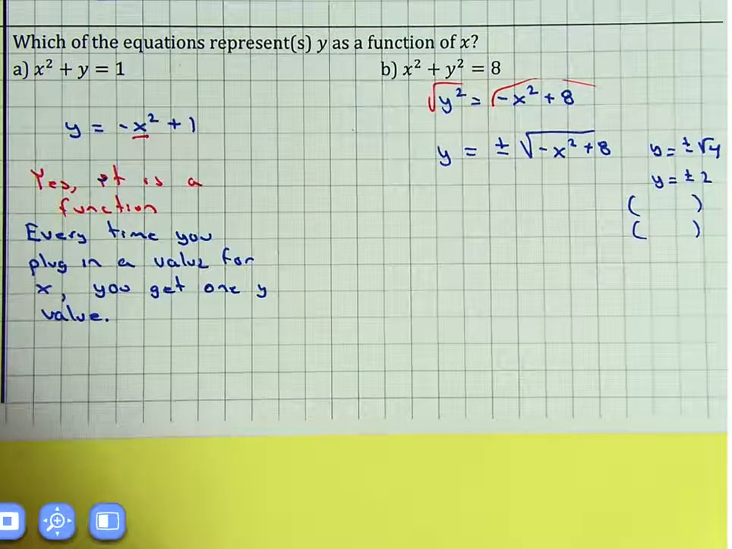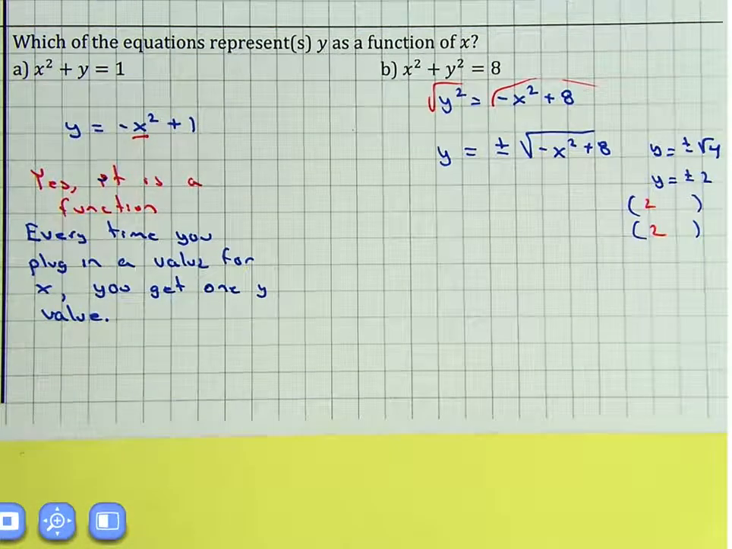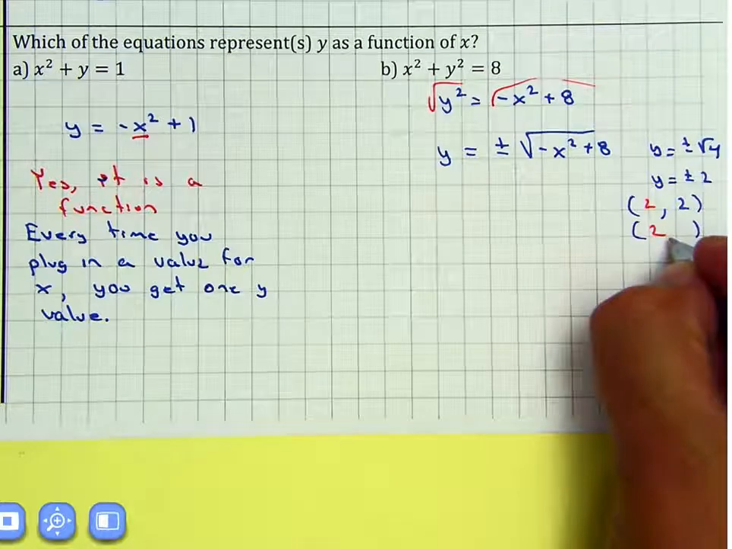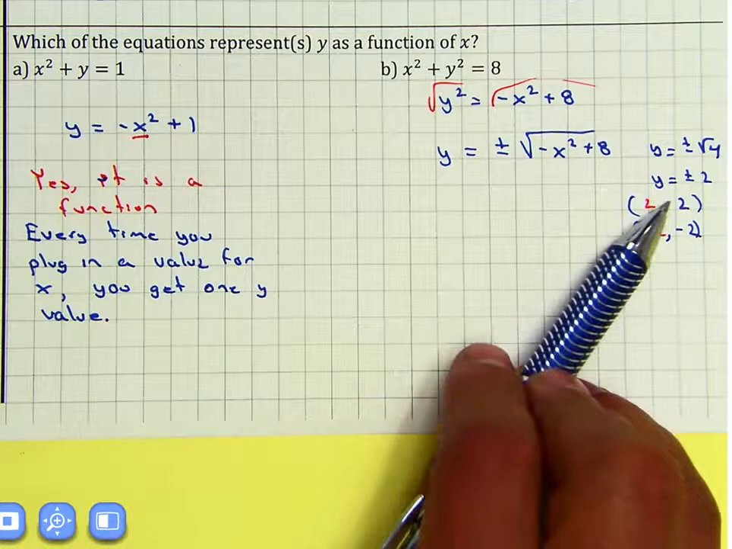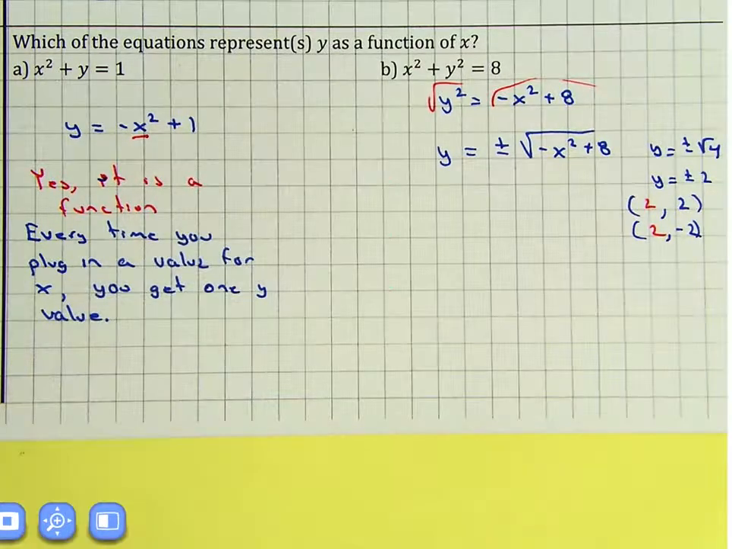So if you plug in a 2, you end up with two y values, one positive 2 and one negative 2. So therefore, the same x is being assigned to two different y's. So therefore, this is not a function.